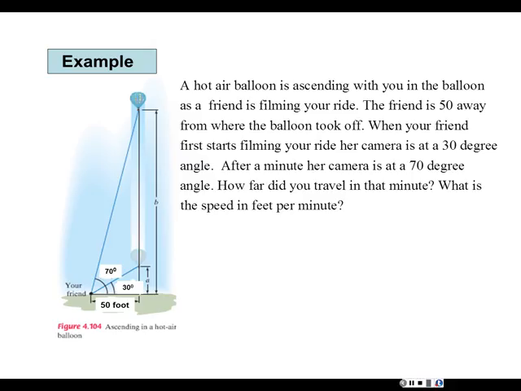because after a minute you went to the top. At the beginning the person who was filming was looking here because you were here, and the angle created was 30 degrees, and now you are at the top, so the angle created is 70 degrees. Now the question is, how far did you travel in that minute? That's an interesting question.